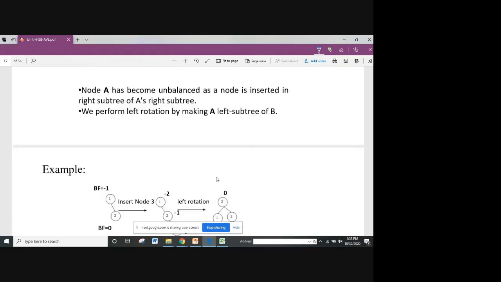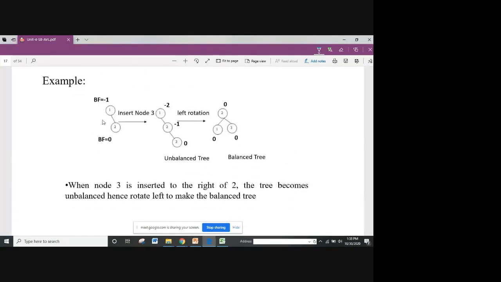I'll show you one example. In this example you can see there are nodes 1 and 2 already, and I have calculated the balance factor also. That is -1, 0. The meaning is: this node has a balance factor of -1, and this one is 0. Now I am going to insert 3.